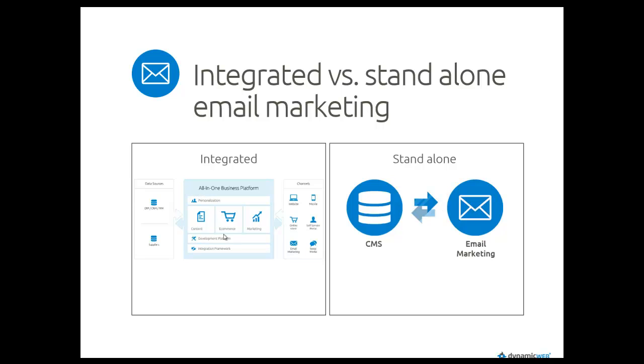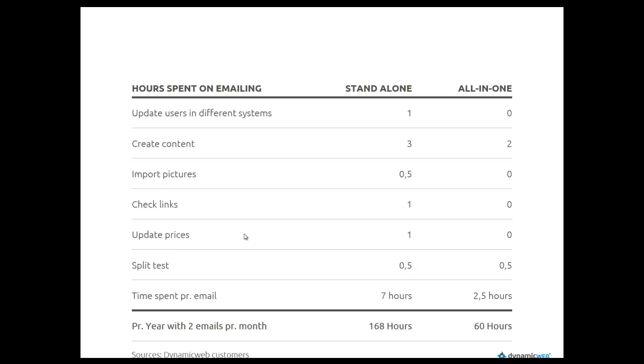Using Dynamicweb, you have your users and your email marketing tool in the same platform, making it much easier for you to do so and making you more efficient. We actually talked to a customer about how much efficiency you can gain from that. This customer is sending 2 emails every month, so making it 25 emails a year. They saved a lot of time because they didn't need to update users in different systems, and they didn't need to create content several times. Of course this customer is using e-commerce, which is more complex than executing a normal basic newsletter.